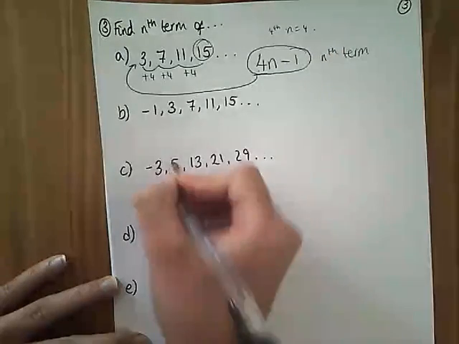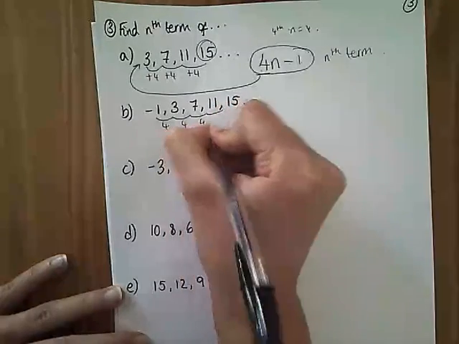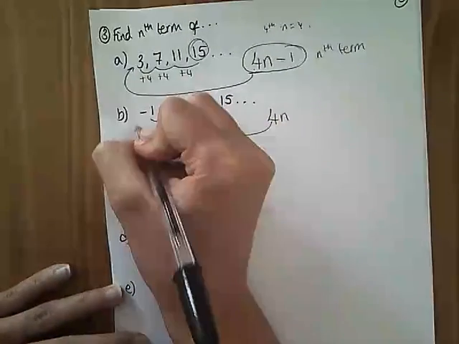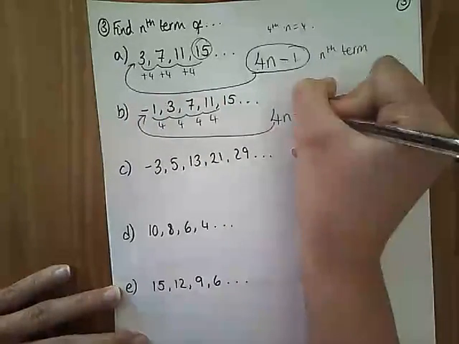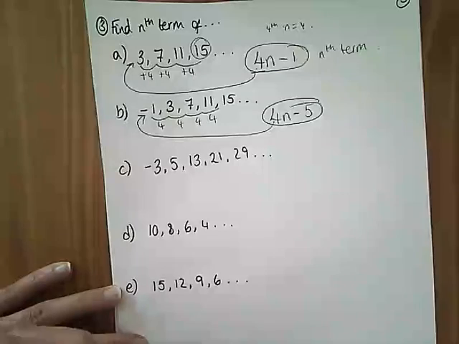Okay, same thing here then. So what am I going up in each time? Oh, I'm going up in 4s again. That's a coincidence. So it's 4n. How do I get from 4 to minus 1? I must have to take away 5. So the nth term is 4n, take away 5.